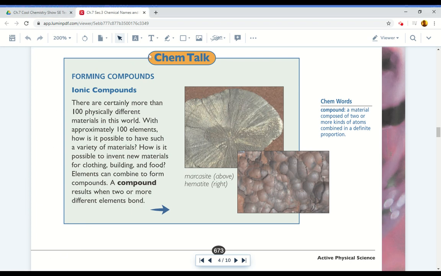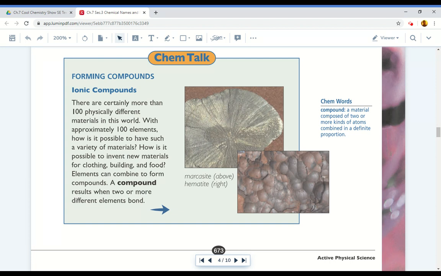Section 3. Chemical Names and Formulas. Chem Talk. Forming compounds, ionic compounds. There are certainly more than 100 physically different materials in this world. With approximately 100 elements, how is it possible to have such a variety of materials? How is it possible to invent new materials for clothing, building, and food?